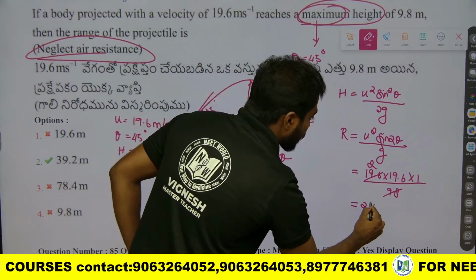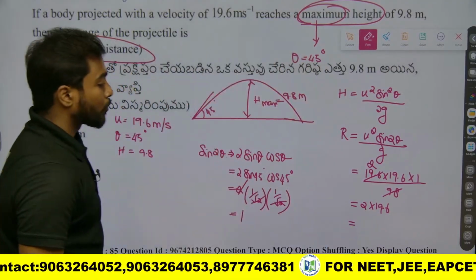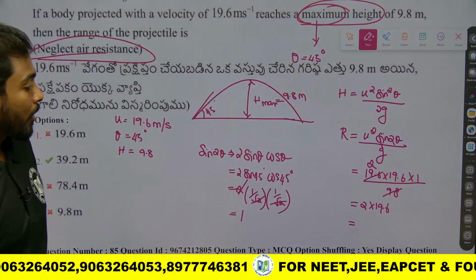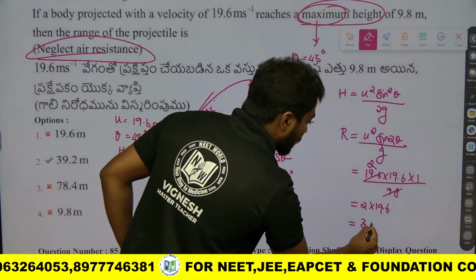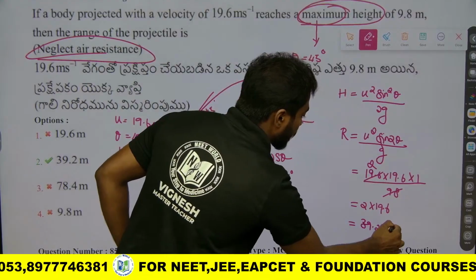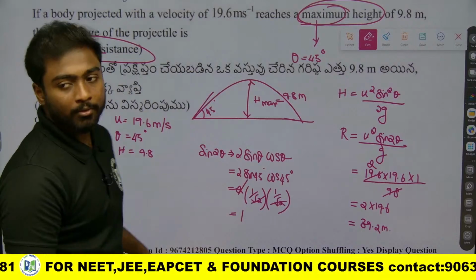Then 2 into 19.6: 19 2s are 38, and 0.6 into 2 is 1.2. So 39.2 meter is the answer. Yes, this is the answer.